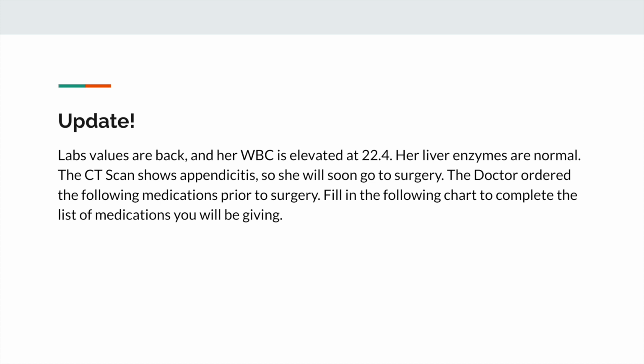So our update here, lab values are back and her white blood cell count is elevated at 22.4. Her liver enzymes are normal. The CT scan shows appendicitis, so she will soon go to surgery. The doctor ordered the following medications prior to surgery. Fill in the following chart to complete the list of medications you will be giving.